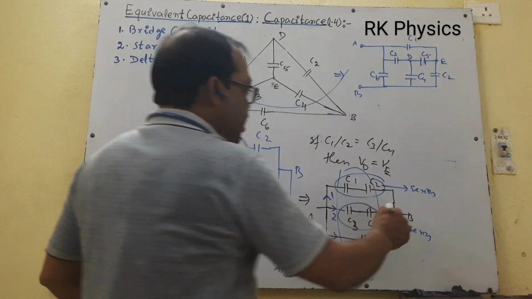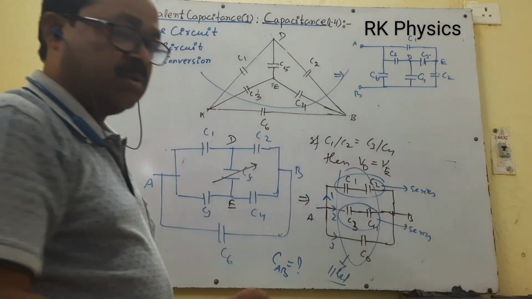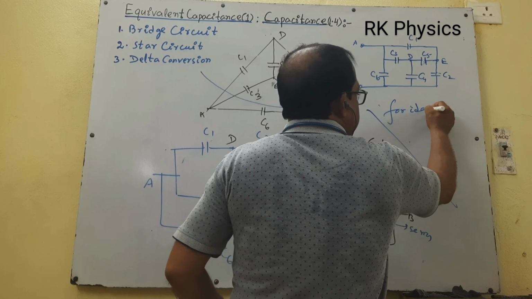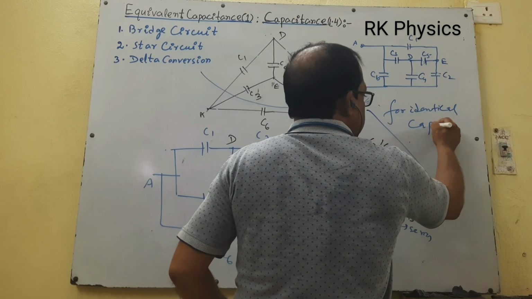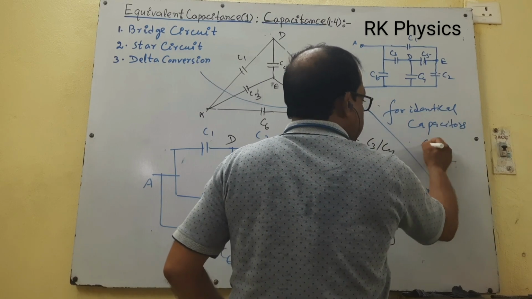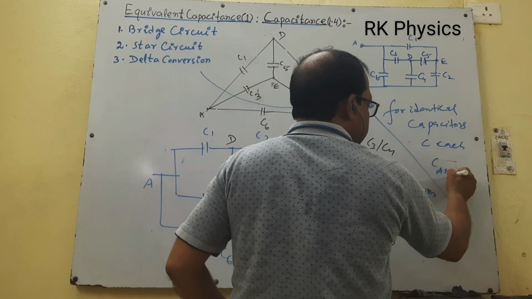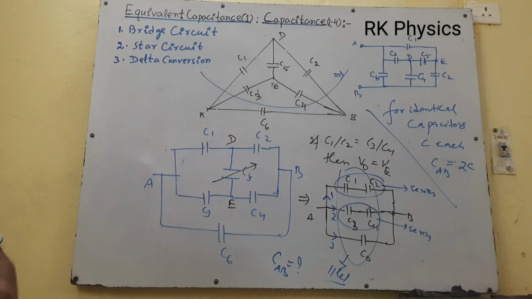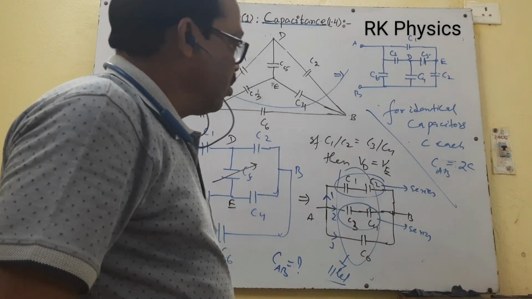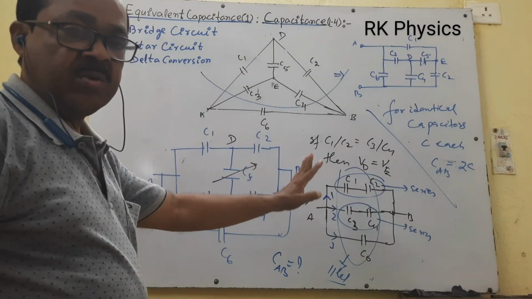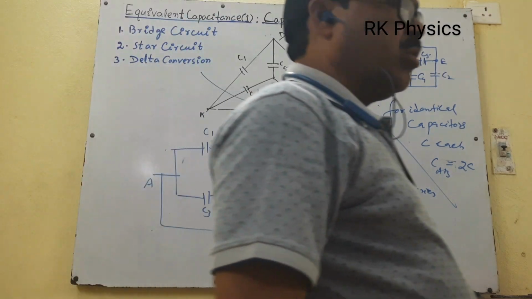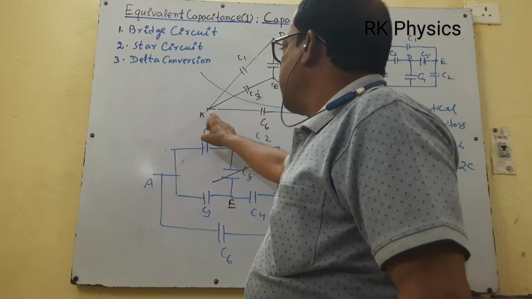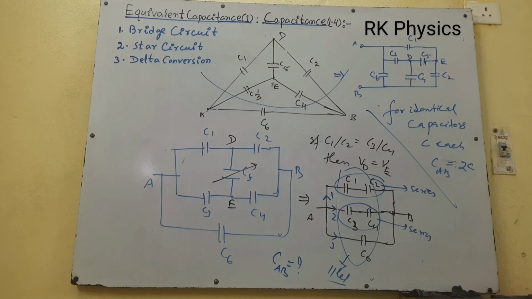Now if all the capacitors are identical, C each, then CAB equals 2C. You put all as C and find that the answer is 2C. You check whether it is wrong or right. So you can solve the star circuit just by connecting a sixth capacitor across the bridge AB.